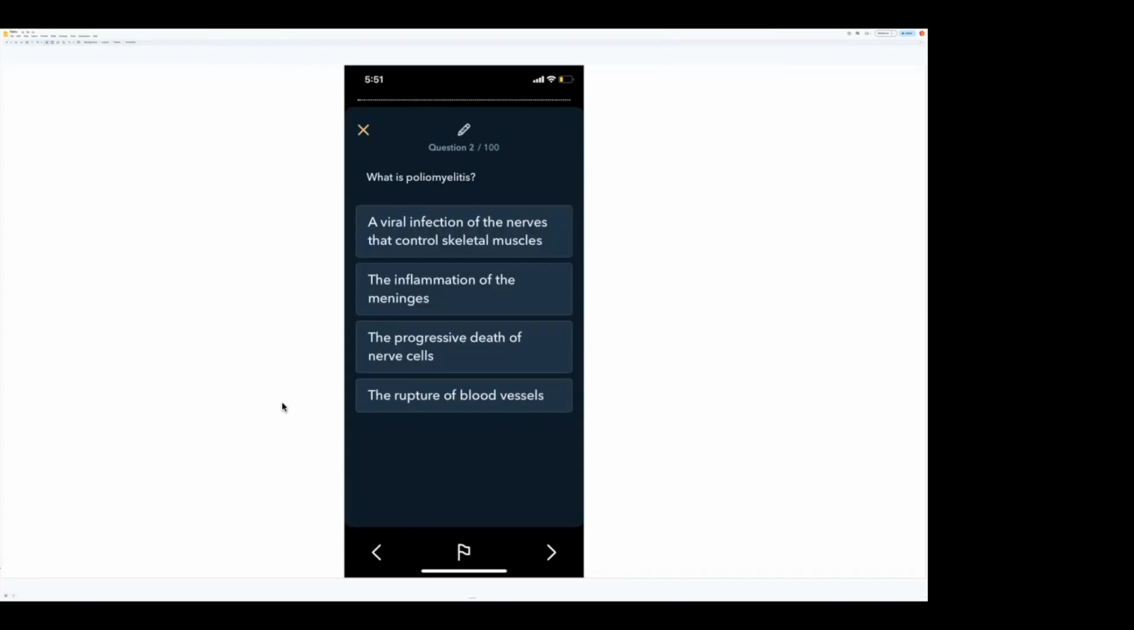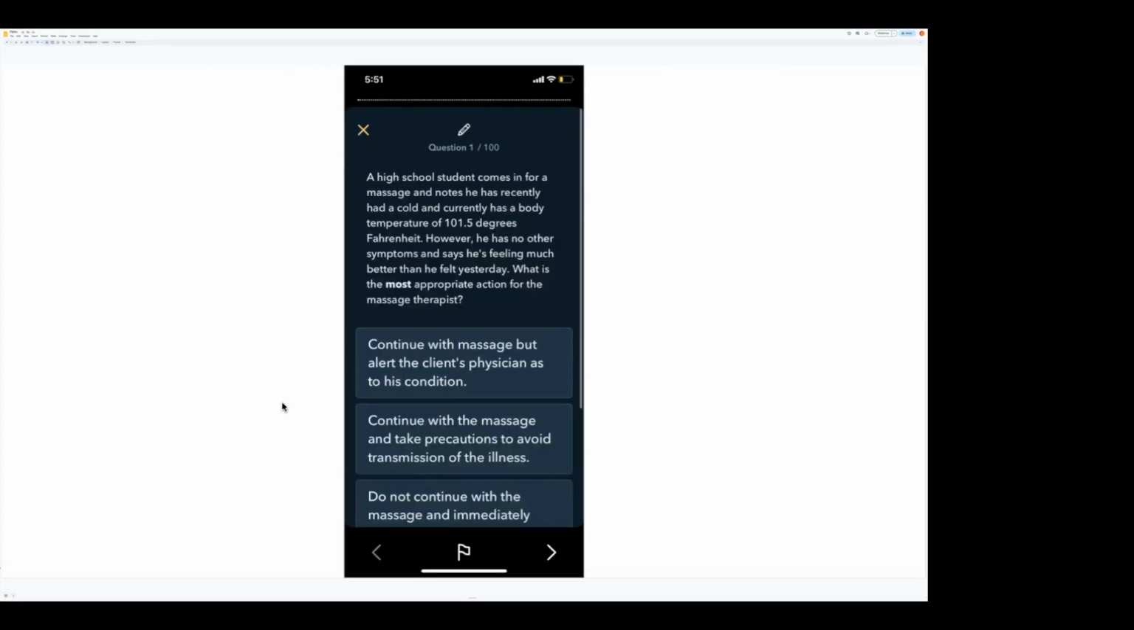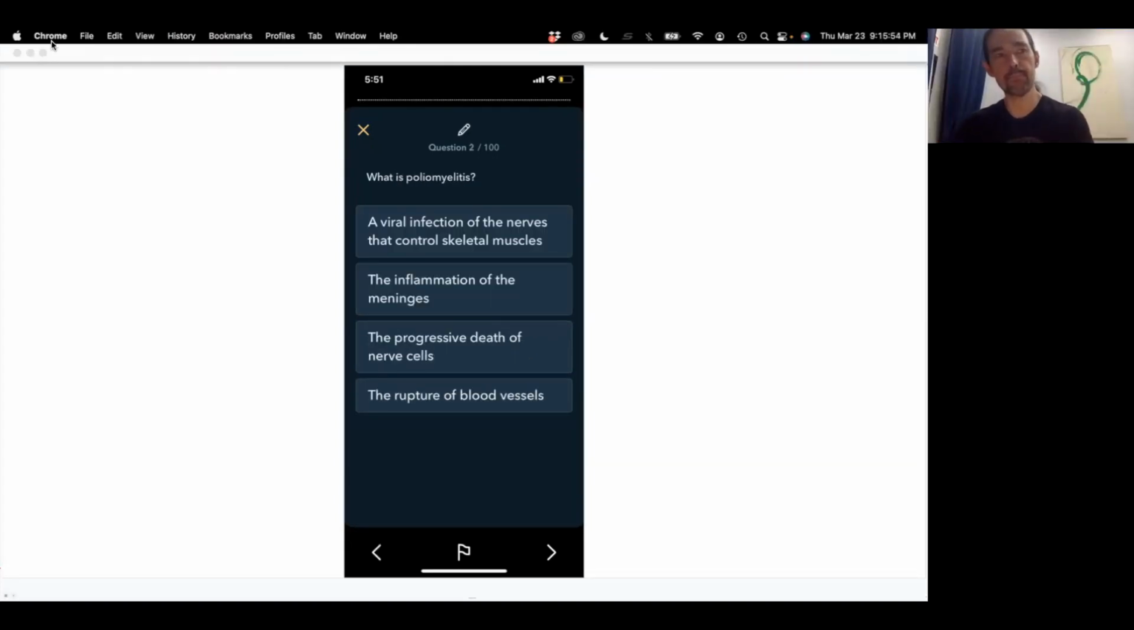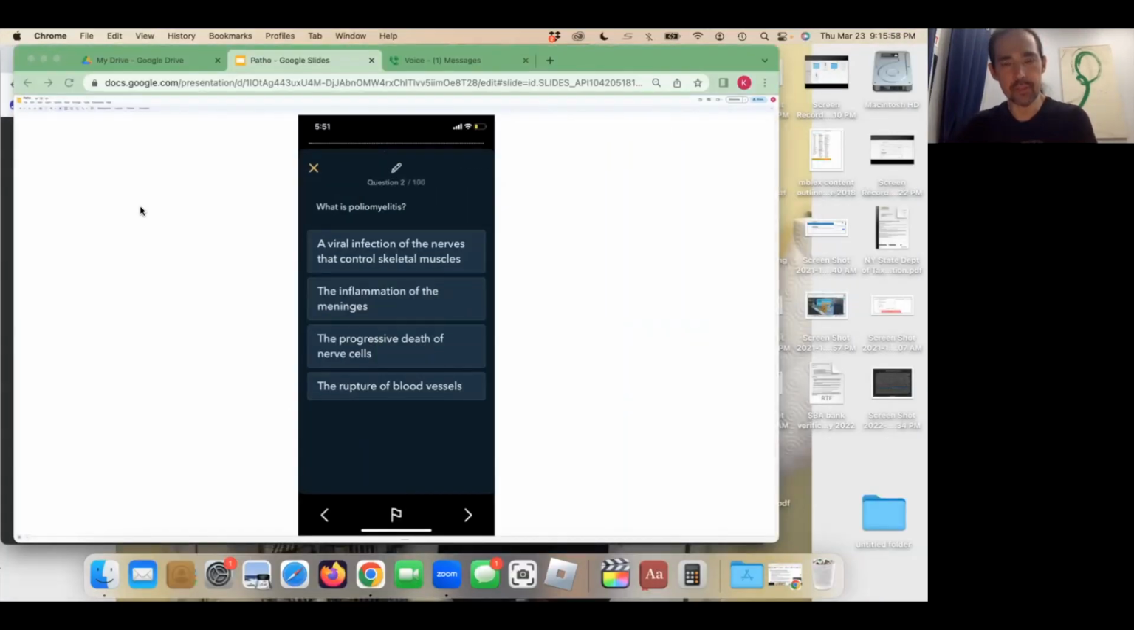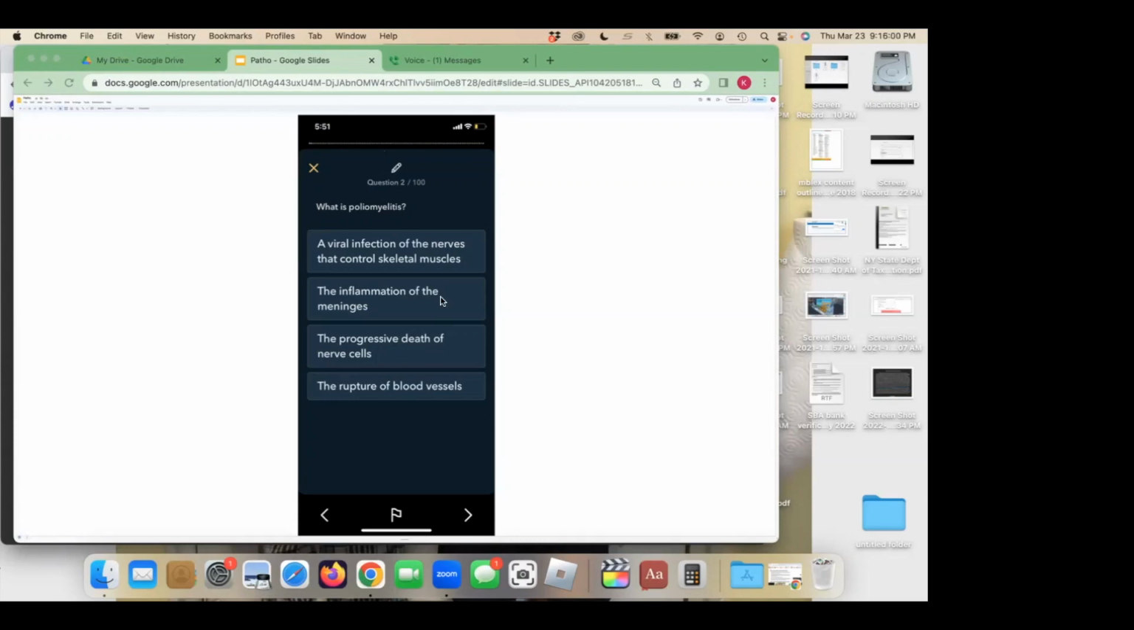It's twitching. I can't read it. You can't, it's twitching? Yes. Does that make it stable? Yes. Okay.